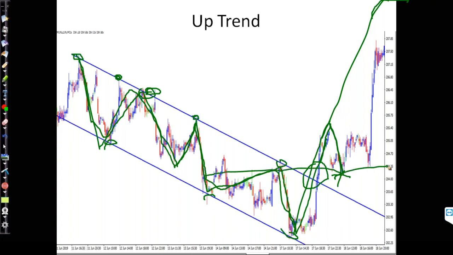So I'll tell you, in our trading strategy, how to enter in this market, right? So this is the uptrend confirmation. They just broke this channel and the market just went boom, right?